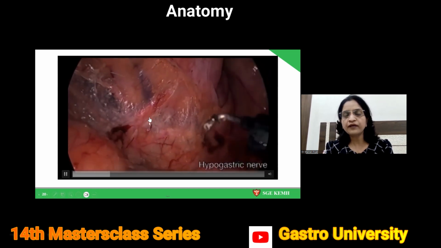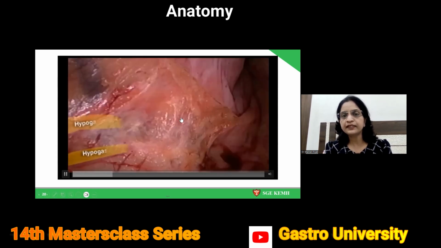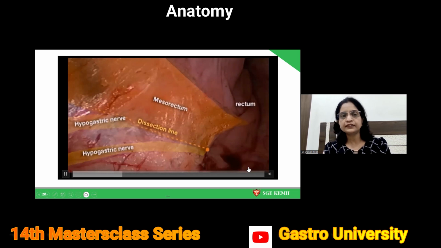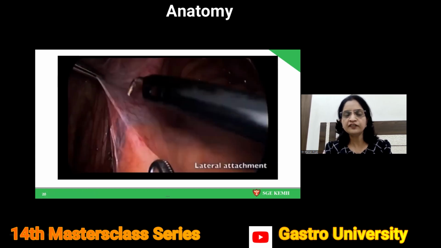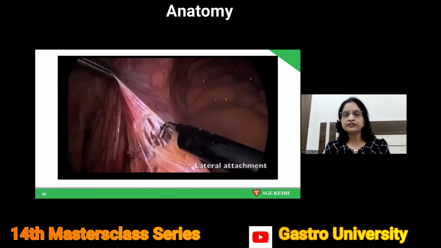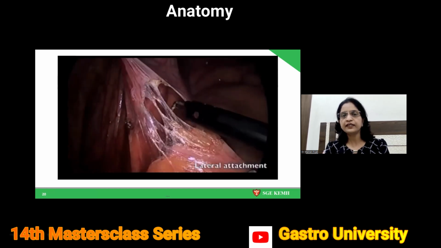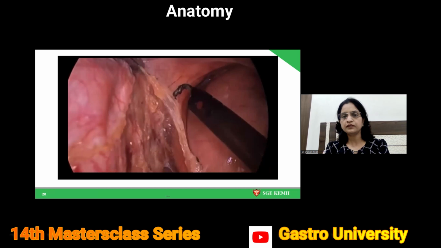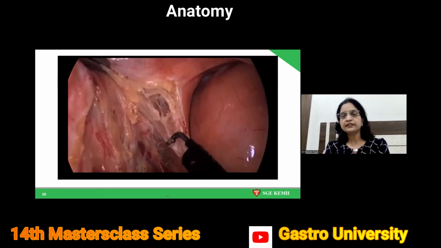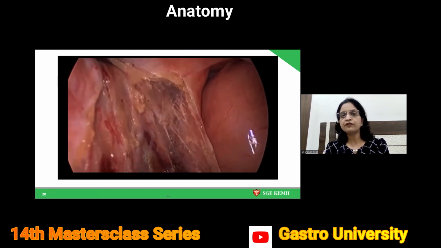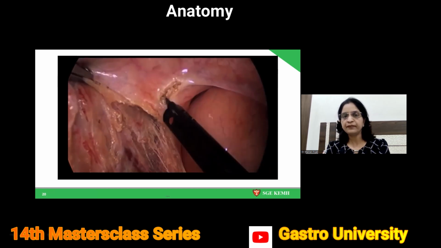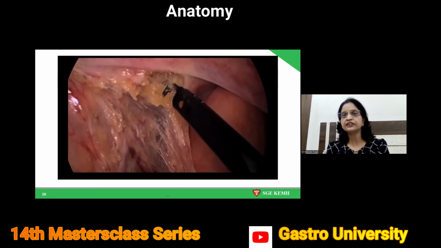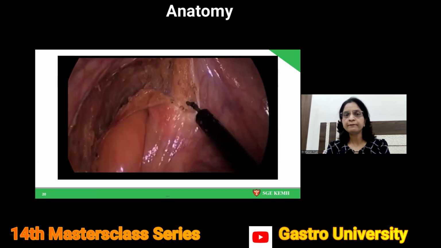This is in the region of hypogastric nerves. The dissection is being done in the pelvis, and the hypogastric nerves will be lying posterior. This is the mesorectum, and this should be the line of dissection, pushing the nerves behind. When the dissection is on the lateral wall, this is the left side of the dissection. This is near the pelvic wall, but without injuring the pelvic plexus.